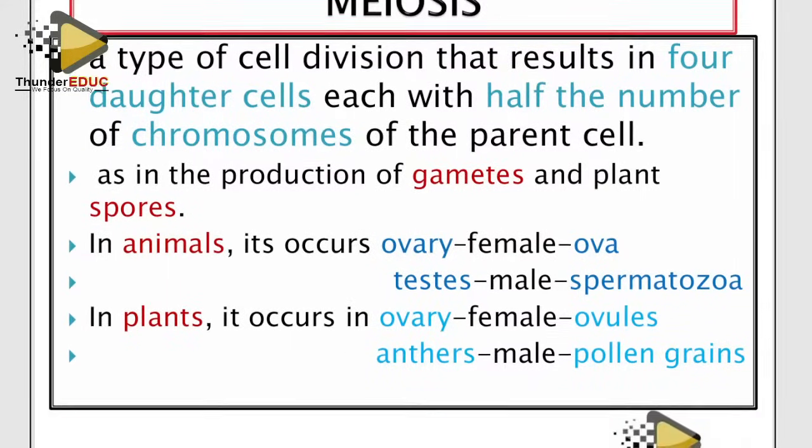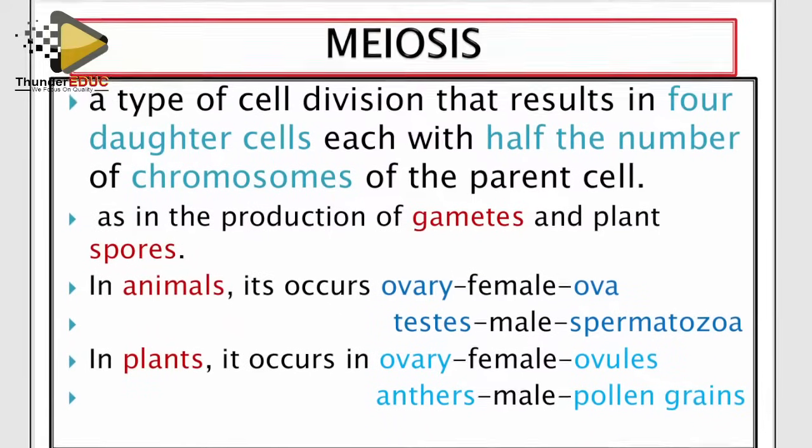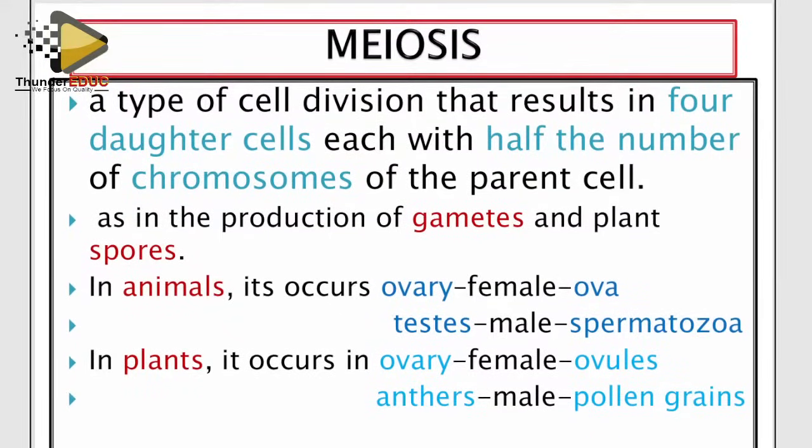All right. It maintains the chromosome number. Those are functions of meiosis. The first one, haploid gametes. The second one, maintaining the chromosome number from generation to generation. The third one, genetic variation. So: haploid gametes, genetic variation, and maintaining the chromosome number from generation to generation.